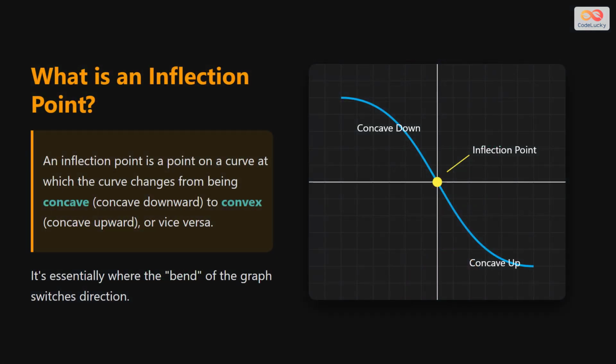So, what exactly is an inflection point? It is simply the transition point on the curve where the concavity switches. It is the boundary where a graph stops curving upwards and starts curving downwards, or vice versa. It is the twist in the road.